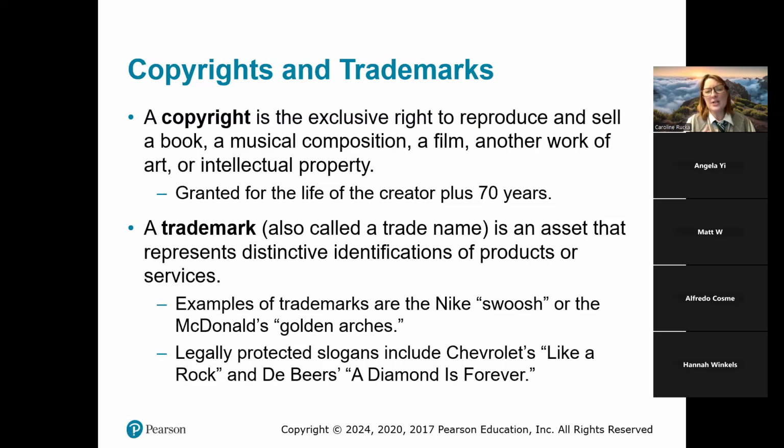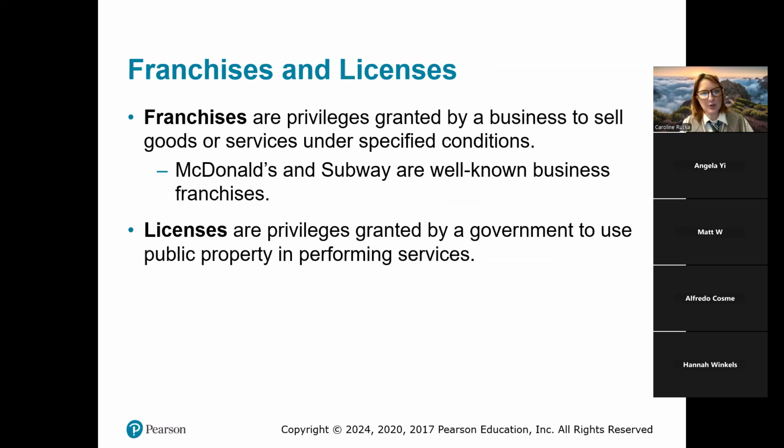A copyright is an exclusive right to reproduce and sell a book, musical composition, film, or other work of art. That goes for the life of the creator plus 70 years. And a trademark is an asset that represents a distinctive identification of a product. Like the Nike swoosh or the McDonald's Golden Arches. Legally protected slogans like "just do it" or "a diamond is forever" are also examples of trademarks.